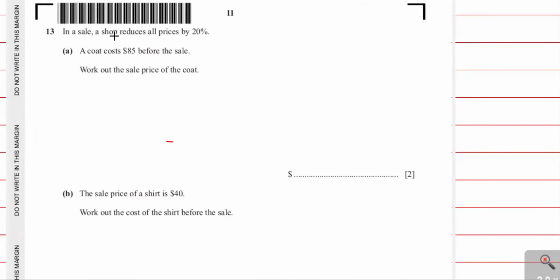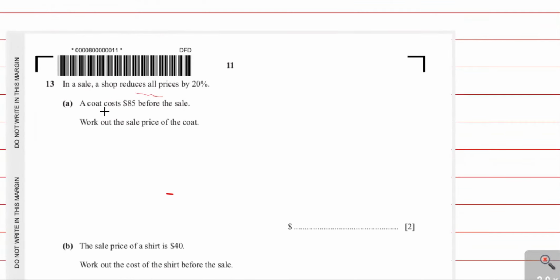Question 13. A sale shop reduces all prices by 20%. A coat cost $85 before the sale. Work out the sale price of the coat. Here the discount is 20%, and firstly, we will calculate the discount. This discount is 20% of the cost price, and here the cost price is 85. This value will be equal to 20 over 100 multiplied by 85.